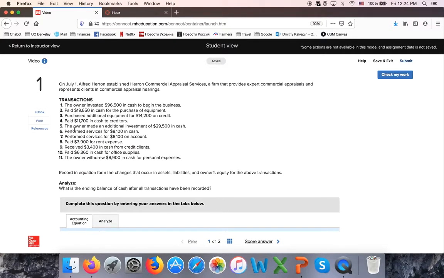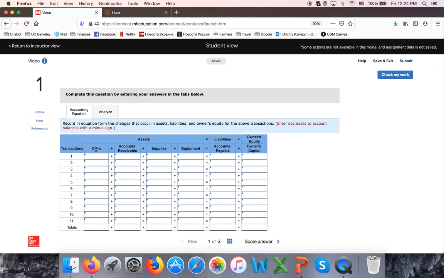So we will go over each transaction and we will put it in the column form. This form will be given to you. And guys, look how it's set up. We have 11 transactions. We have 1, 2, 3, 4 assets. So they're making it easier for you.